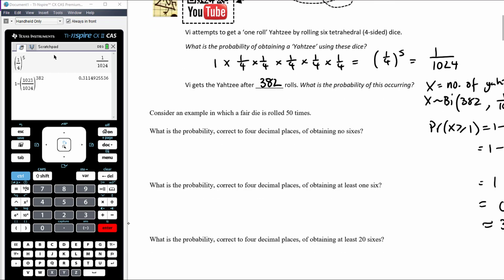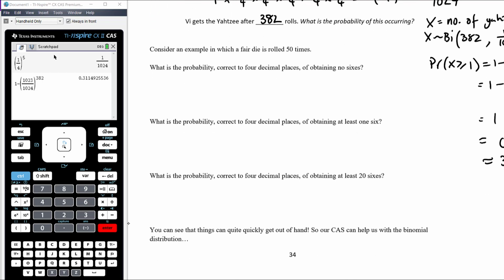Okay, let's continue to look at our probability distribution. Let's start with a really simple example. A fair die is rolled 50 times. In all the questions we're interested in the number of 6s, so x is the number of 6s observed. X is distributed binomially. We're rolling the die 50 times, so n is 50, and p, the probability of rolling a 6 with a fair die, is 1/6.